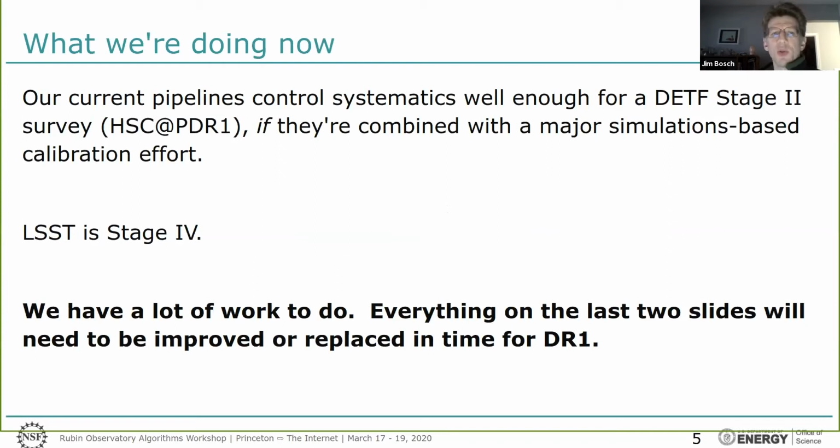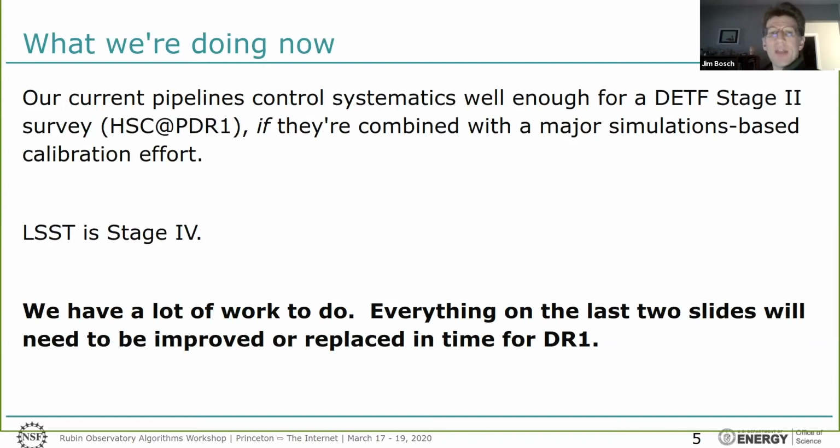In terms of what we're doing right now, I'd say that our current pipelines control the systematics well enough for, for those of you familiar with the term, a Dark Energy Task Force stage 2 survey, which specifies a certain amount of data and a certain amount of systematics control that has to go with it in order to get everything you can out of that data volume. And that was HSC at PDR1. HSC is generally a stage 3 survey, but there wasn't much data as of year 1, so I think this is where we're at right now.